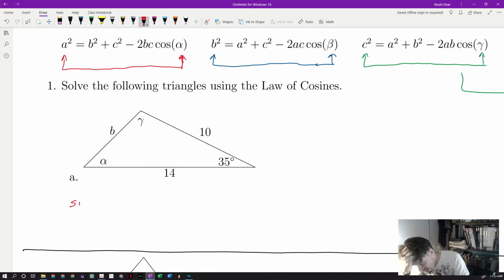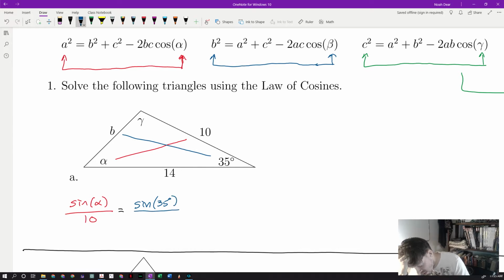So I would have the sine of alpha that goes across from the side length 10, so sine of alpha over 10. That would equal the sine of, looks like b goes across from 35 degrees, so 35 degrees is beta, sine of 35 degrees over b, equals, and then gamma goes across from side of length 14, so sine of gamma over 14.